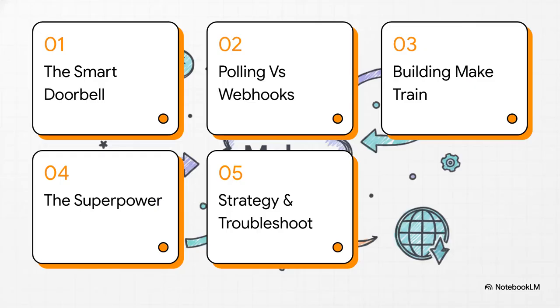Here's our quick roadmap for the explainer today. 1. We'll look at the Smart Doorbell Concept. 2. Polling versus webhooks. 3. Building the Make train. 4. The syndication superpower. And finally, 5. Strategy and troubleshooting. Let's get to it.